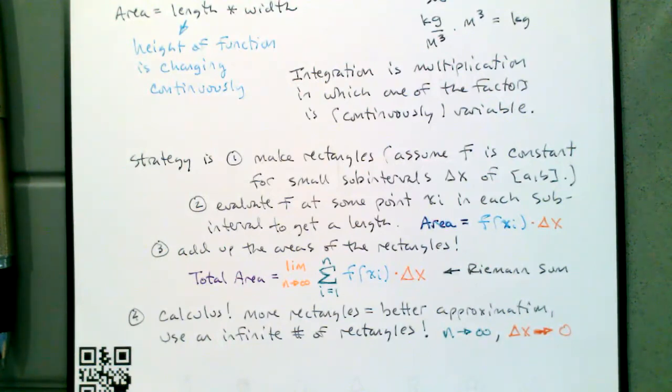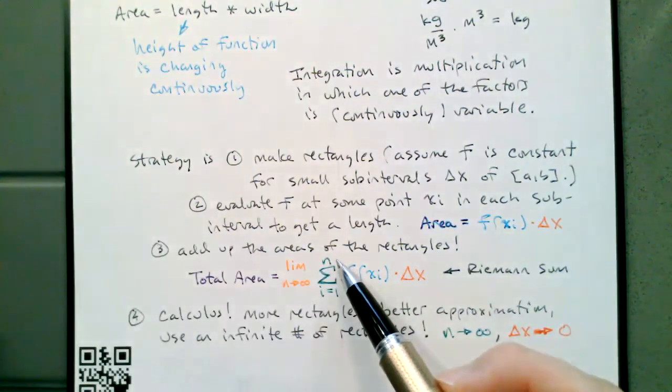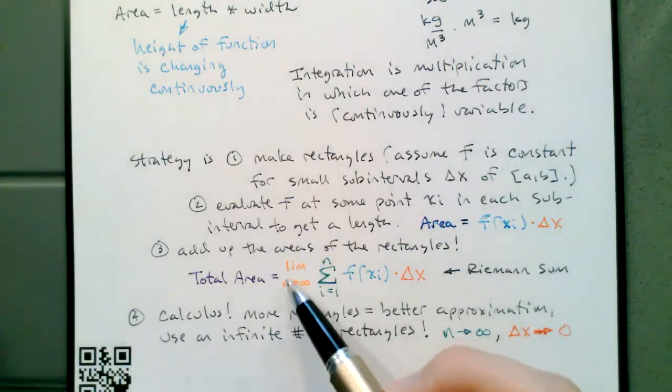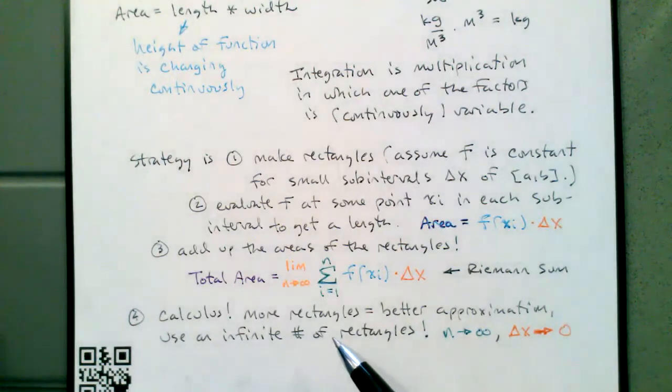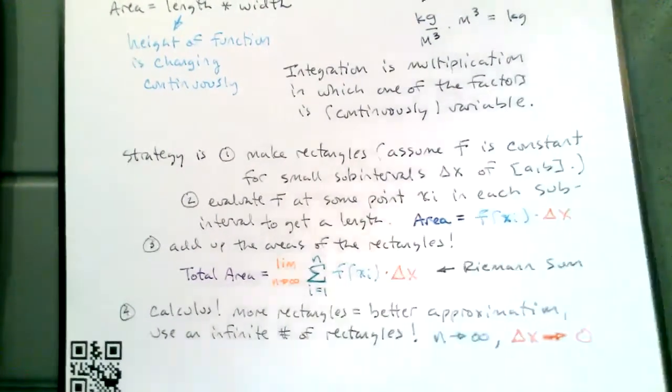What needs to happen is that we need to go from using a finite number of rectangles, where n is finite, to understanding what happens when we go from this discrete counting of rectangles to the continuous, infinite number of rectangles. And so that's where the definite integral shows up.